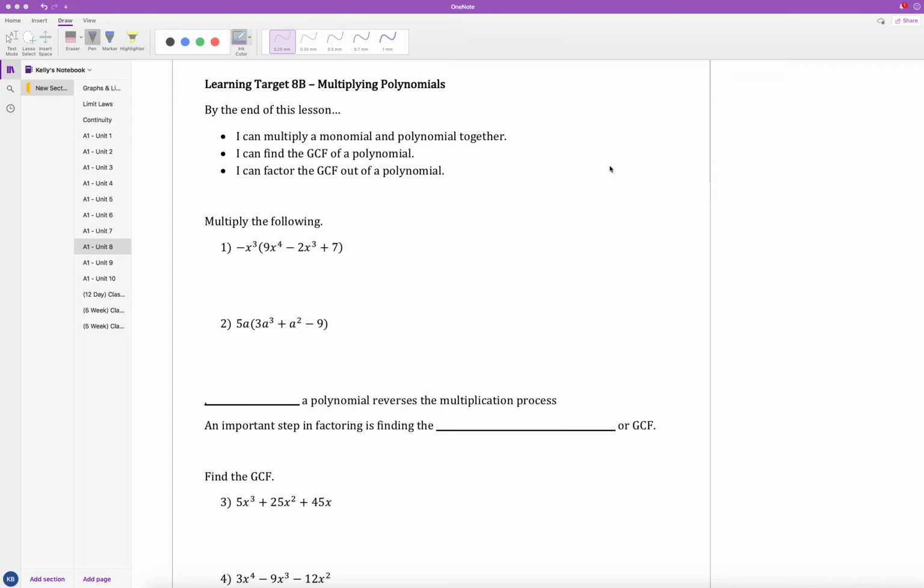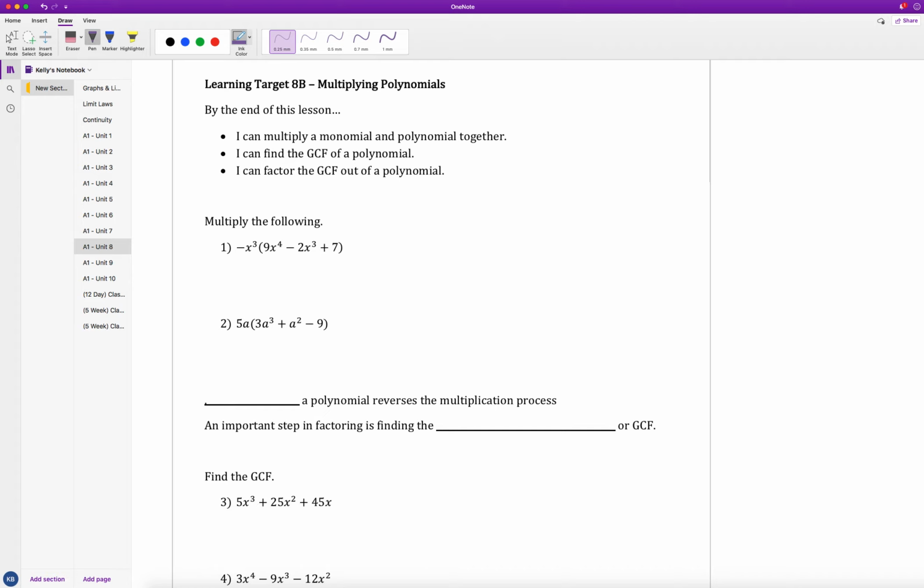On with Unit 8, and in this video we're going to start learning Target 8B, which is all about multiplying polynomials. So by the end of this lesson you will be able to multiply a monomial and a polynomial together. You'll be able to find the greatest common factor, or GCF, of a polynomial, and we'll also learn how to factor the greatest common factor out of a polynomial.